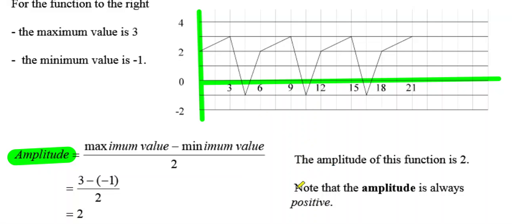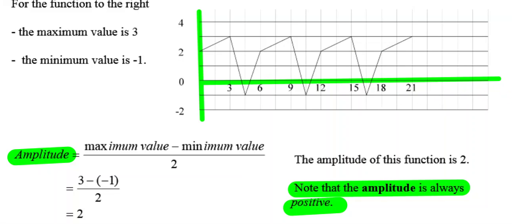Now, amplitude is always positive. It doesn't matter how far below the x-axis it is, whether it's sitting all in the negatives or all in the positives or a little bit of both like this one, your amplitude is always negative. Or sorry, your amplitude is always positive.